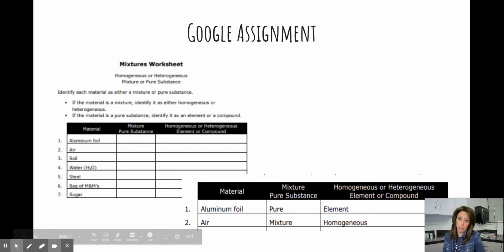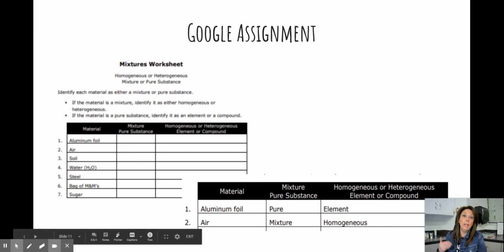Okay, so here's a couple of examples. The first two: aluminum foil is a pure substance. Aluminum is on the periodic table. So aluminum foil is made up of just one thing, aluminum. That is an element. Air is a mixture of different kinds of gases, like oxygen and nitrogen and carbon dioxide and water vapor and argon and all other kinds of different gases. So that makes it a mixture. And it's uniform throughout. The air, you can't see different pieces of the air or parts of the air, so that makes it homogeneous.